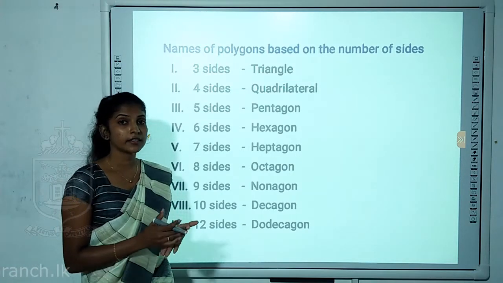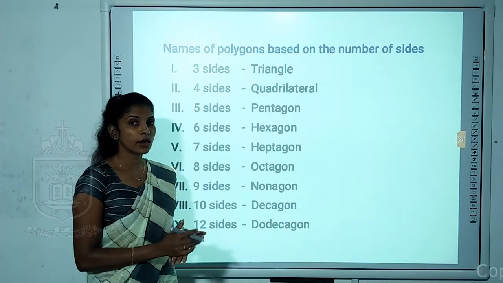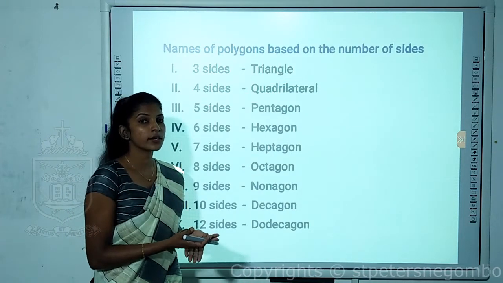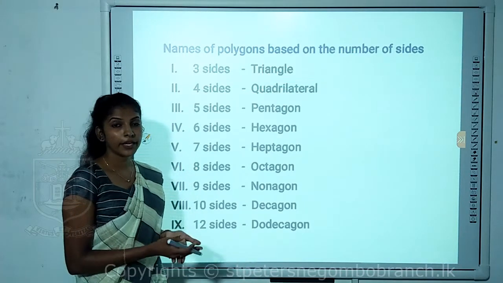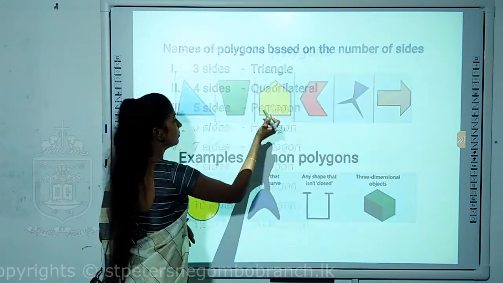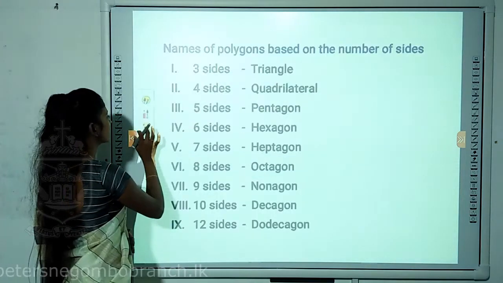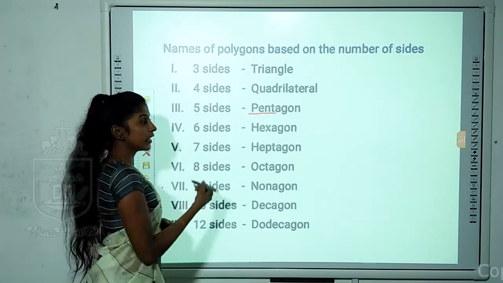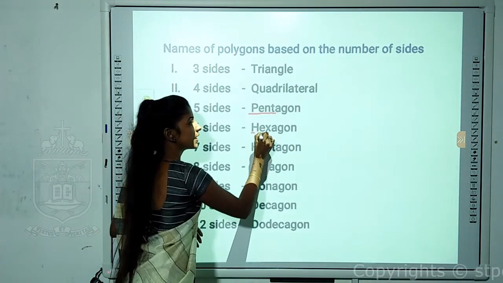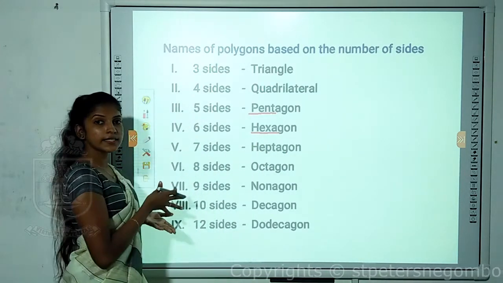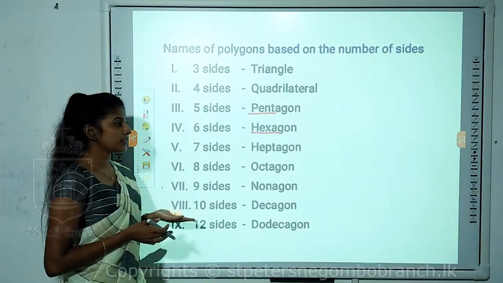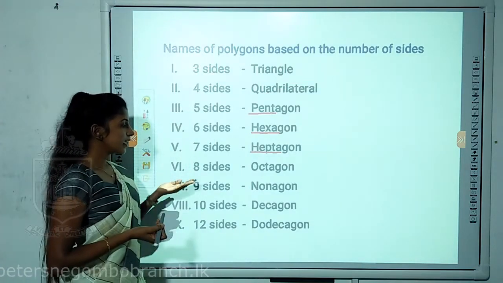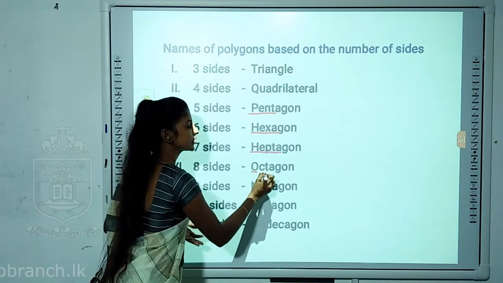Next, if it has 4 sides, we call it a quadrilateral. Quadra means 4. So we give the name for the polygon as quadrilateral. 5 sides, pentagon. Penta means 5. Okay, likewise it goes. We can give specific names. Hexagon, that is for 6 sides. If it has 7 sides, we give a special name, heptagon. Hepta means 7. 8 sides, octagon.